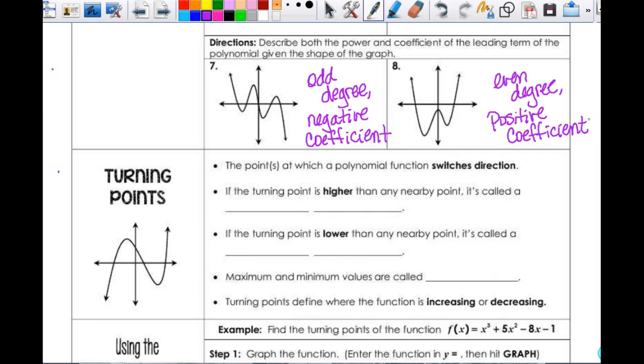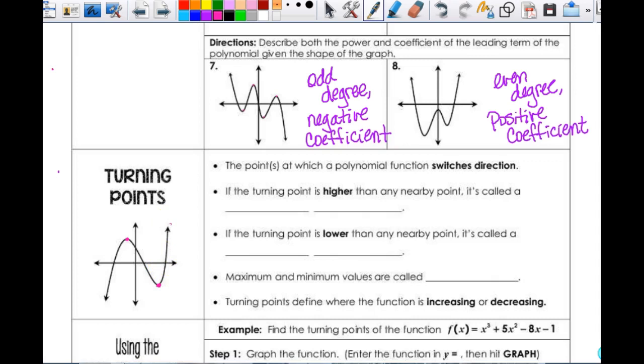Okay. So let's talk about turning points. Turning points are the points at which the polynomial function switches direction. I'm going to show you on number 7 real quick, because we've talked about these already. We're just talking about them again in a different context. My function here is decreasing. It gets to here, and then, oh, it's increasing. And then it gets to here, and it's decreasing. Then it gets to here, and it's increasing. Then it gets to here, and it's decreasing, right? So each one of these points is a turning point. Just like here, these are my turning points, because I'm increasing, I get to here, now I'm decreasing, now I'm increasing again. So those turning points have names.